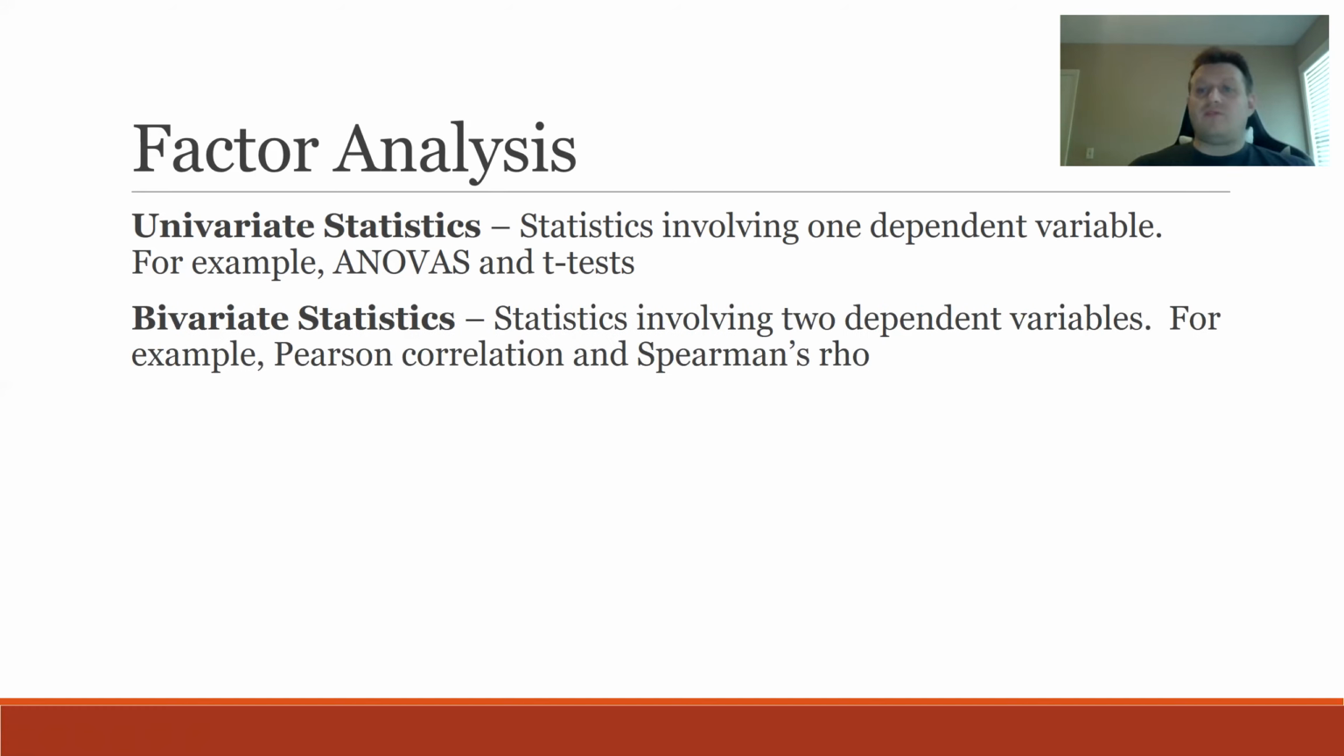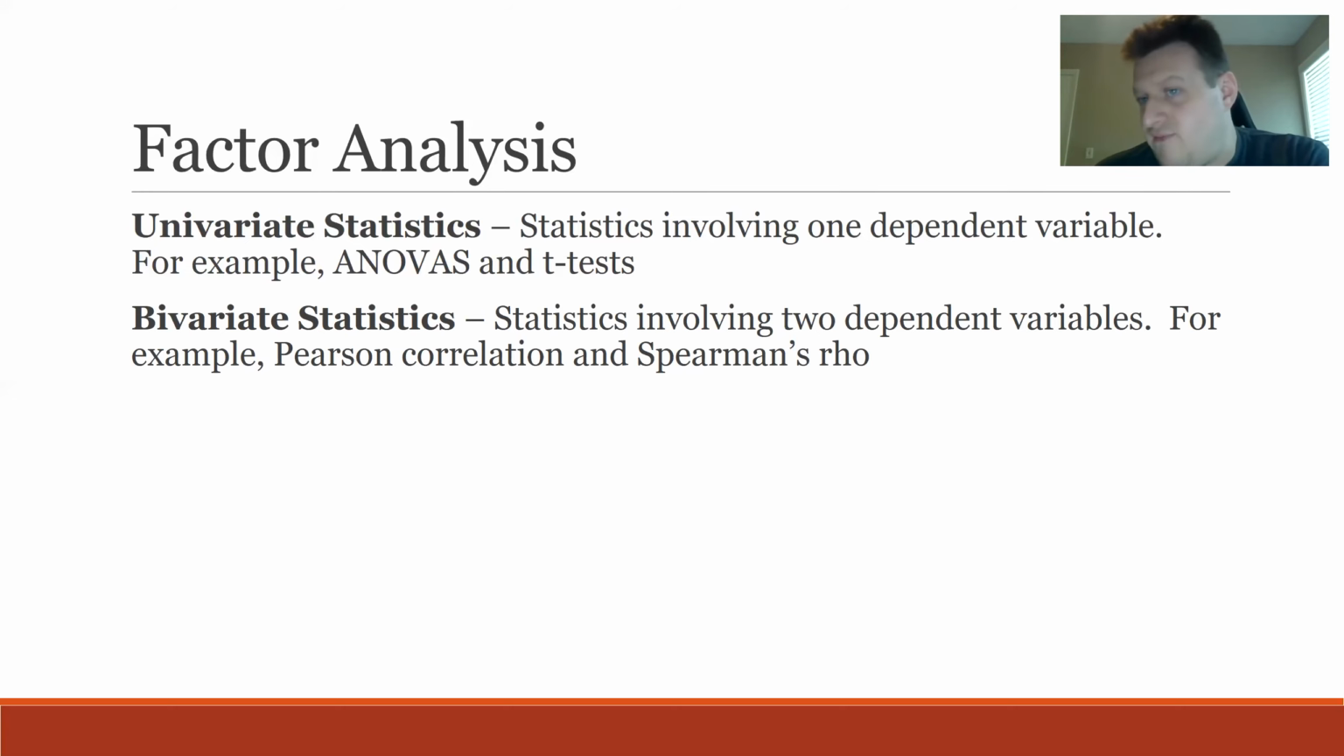There's another type of statistic, bivariate, bi like bicycle. These are statistics in which we have 2 dependent variables. A good example of this is the Pearson correlation coefficient. We're looking at 2 dependent variables, and as dependent variable 1 goes up, what does the other one do? Does it go up as well? Does it go down? Does it stay the same? What's the relationship between those 2 dependent variables? So that's a bivariate statistic.